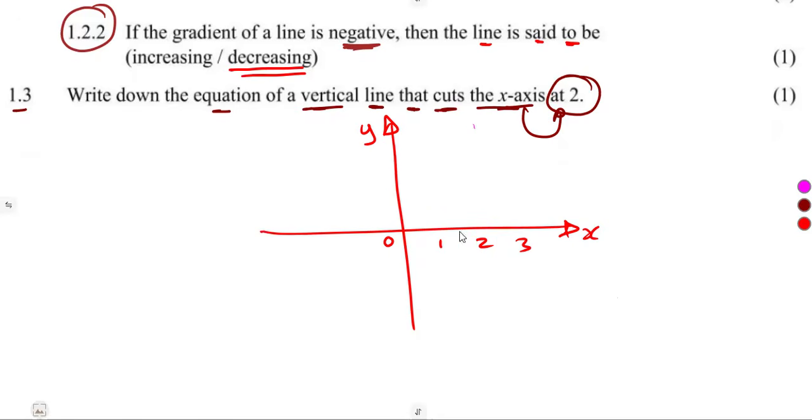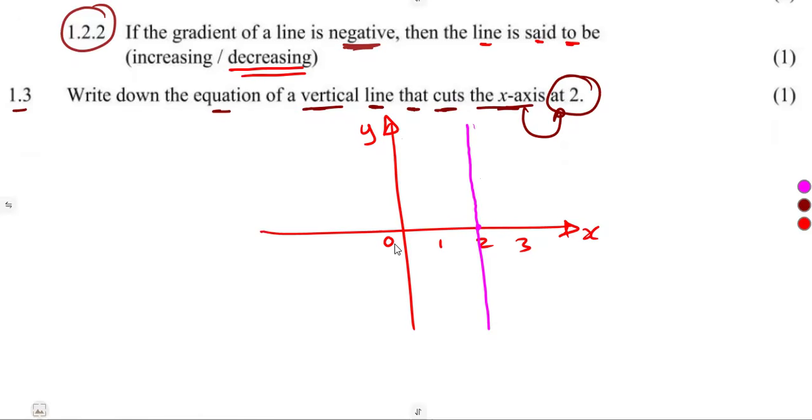So when it cuts the x-axis at 2, it means it will be like this. It's supposed to cut the x-axis. This is our x-axis, this one. So it's supposed to cut at 2, being a vertical line. Write down the equation. What type of line is that in terms of the equations?